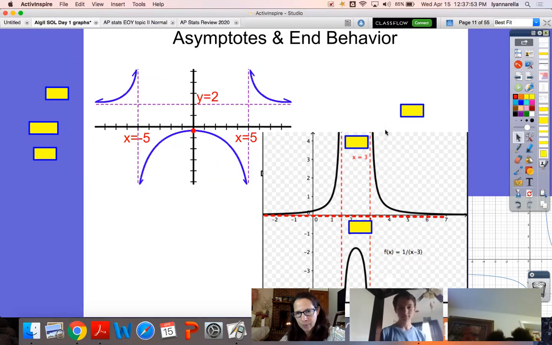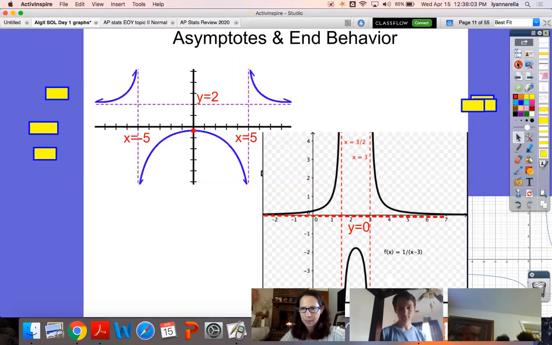and 1.5. 1.5 or 3/2. And then how about your y-axis? Do you see there's one here? 0. 0. Perfect. That's your asymptotes right there. Well done.